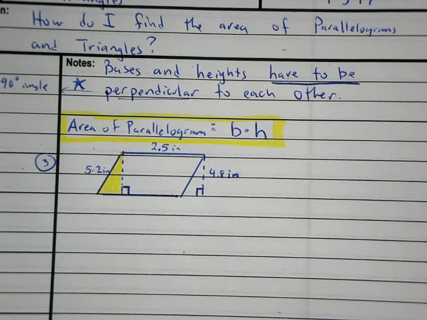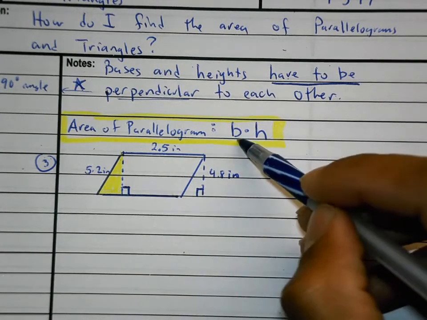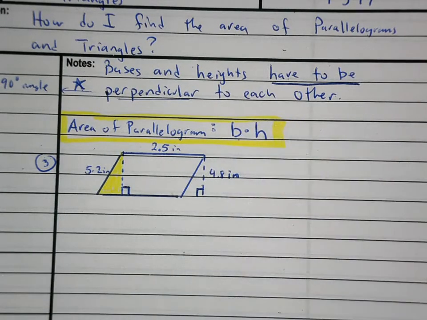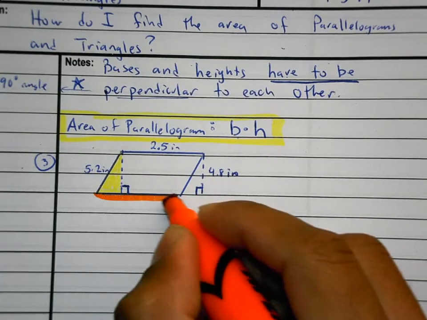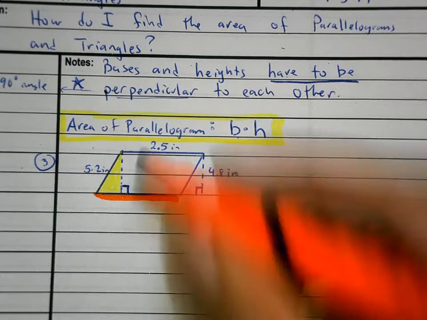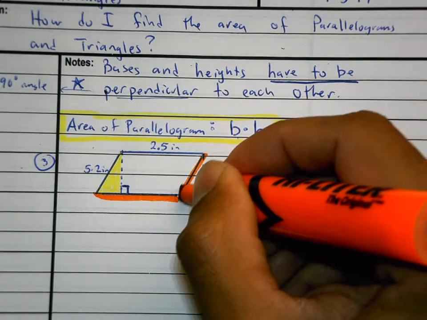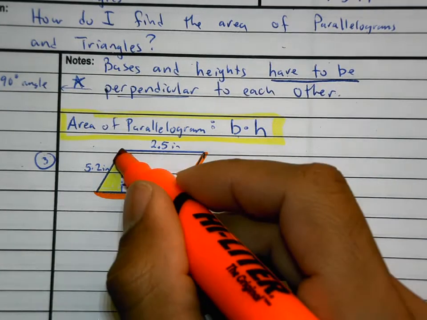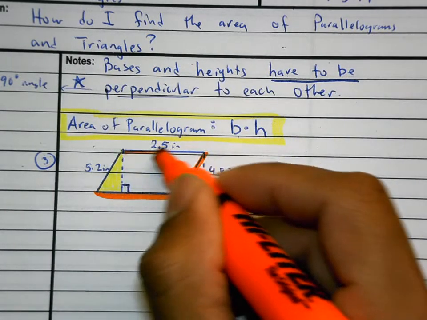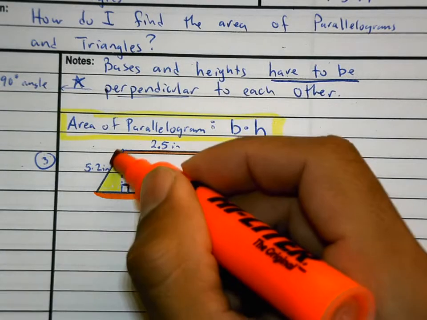So let's look at this. The base is defined as one of the sides of the parallelogram. Let me highlight it. This orange piece can be a base, or this can be a base. It doesn't matter. Which means that the bottom or the top, since they are the same, I could use that as the base, or I could use that as the base.